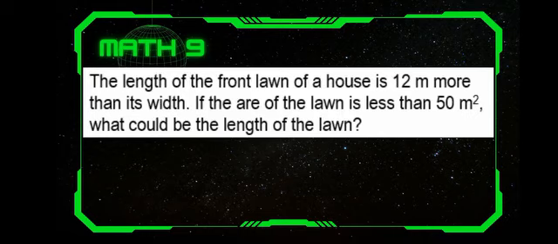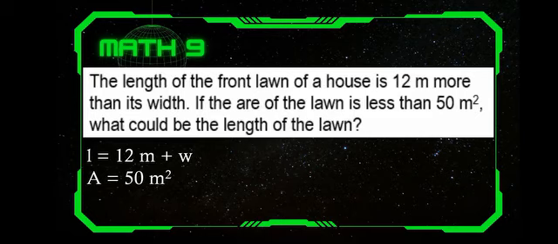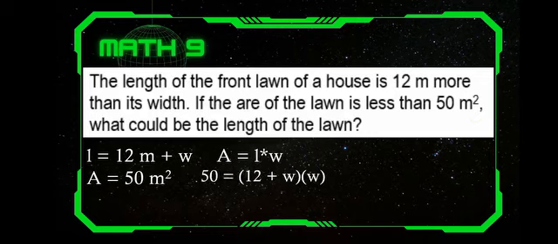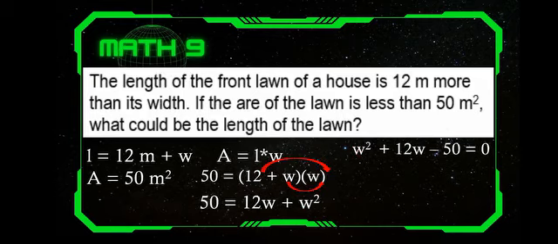The length of the front lawn of a house is 12 meters more than its width. If the area of the lawn is less than 50 meters squared, what could be the length of the lawn? Given length is 12 meters plus width, and we have the area of 50 square meters. So area is equal to length times width. Substitution: area is 50, length is 12 plus w. Distribute: 12w plus w squared. Rearrange the terms: w squared plus 12w minus 50 is equal to 0.